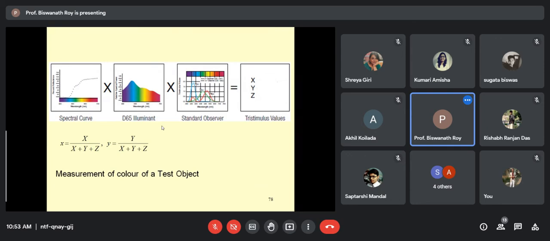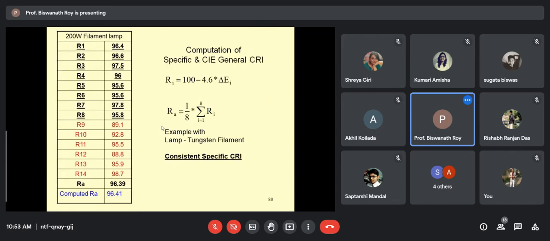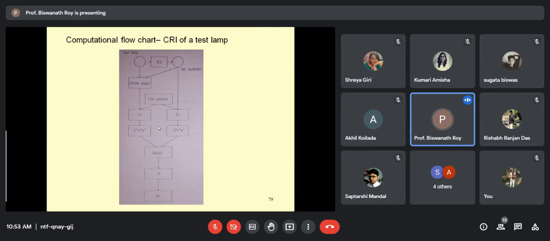Okay, and see, if we have the spectral power distribution of the test lamp, the data that is to be measured in laboratory, that is not available in practice, but we have the spectral power distribution of the reference illuminant, right?